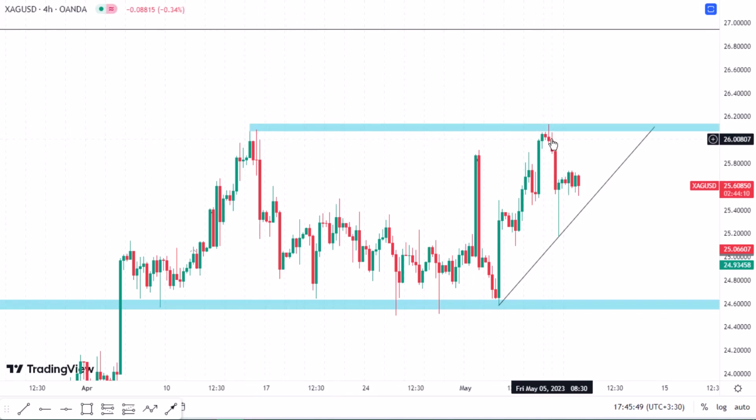In the lower time frames, like the 1-hour time frame, we could also enter a sell position, put our stop loss above the candle and get our reward.